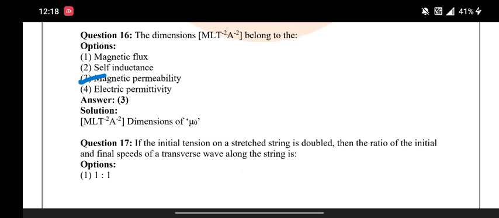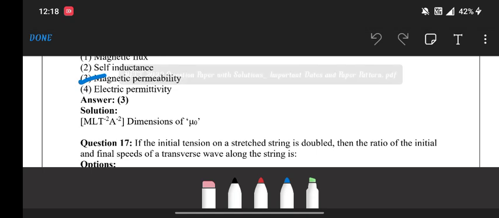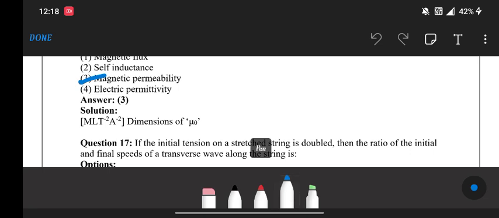If we see the dimensions M L T to the power minus 2 A to the power minus 2, which of these does it belong to: magnetic flux, self-inductance, magnetic permeability, or electric permittivity? So M L T to the power minus 2 A to the power minus 2 is the dimensions of mu naught, that is magnetic permeability. So therefore the answer is option C or option 3 for question number 16.